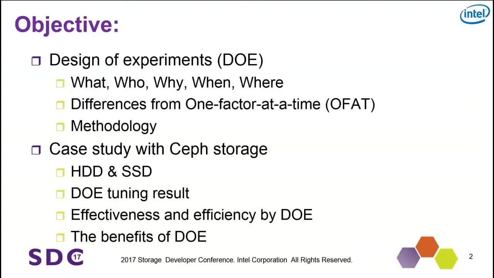I will cover the design of experiment, in short, DOE. I'm going to use the 5 Ws, and then I'm going to show the differences between the one factor at a time, or you can call it OFAT. Then we're going to cover the methodology just lightly for the DOE. Then we will look into the case studies, where I'm going to use two different types of storage clusters. One is with HDD and the other one with all SATA SSD. I will show you the DOE tuning results, how effective and efficient it is.